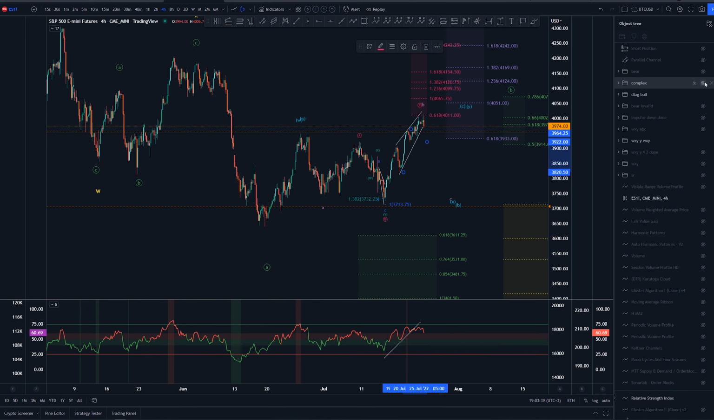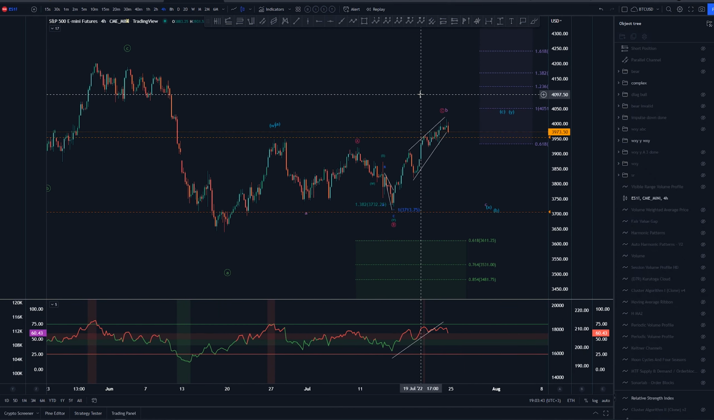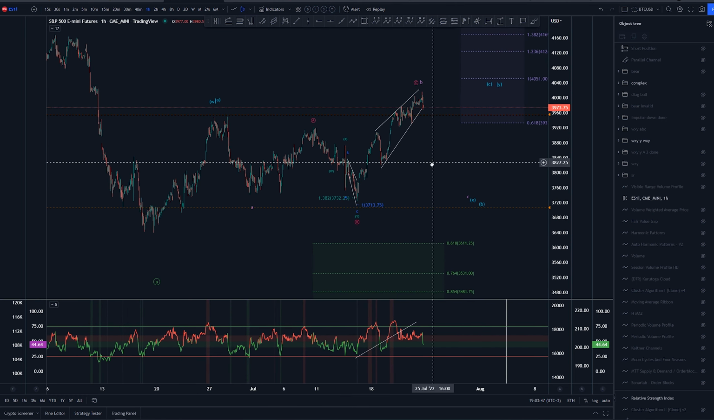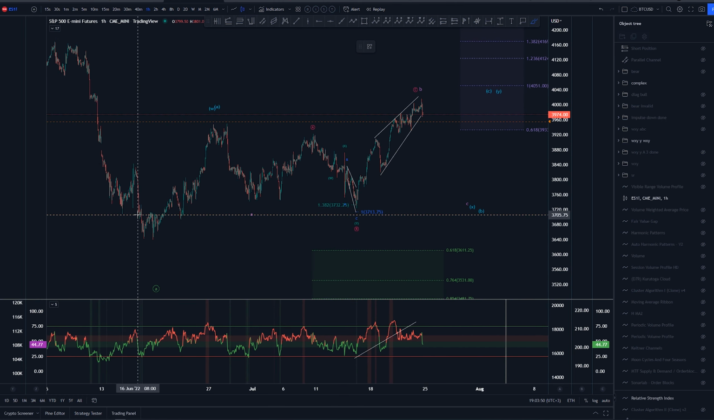Let's pull that guy back here and let's go through the complex structure again. Generally I would not be preferring this because this is complex. Generally, the more simple the count is, the more reliable it is and more likely it is to happen.